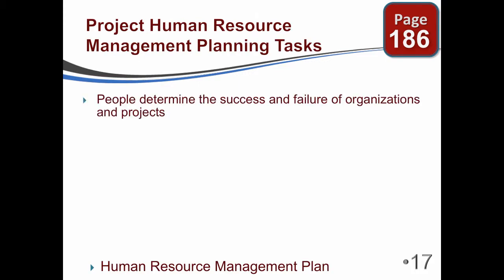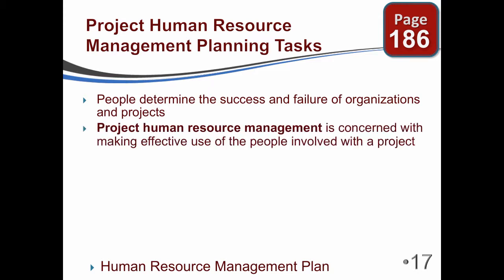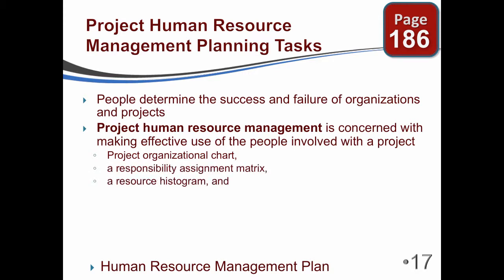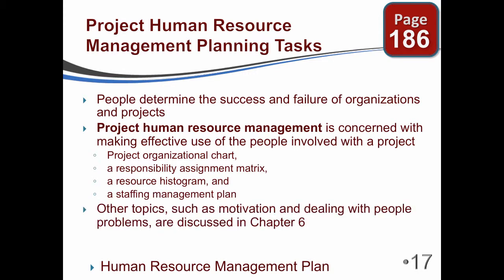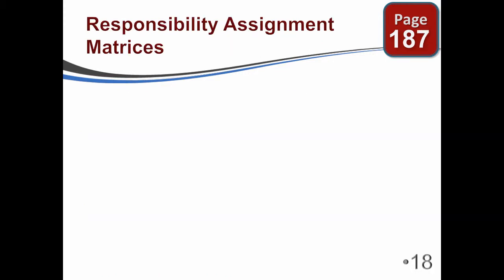People determine the success or failure of the organization and the project itself. Project human resource management is concerned with making effective use of people involved in the project. We do this with a project organizational chart, a responsibility assignment matrix, a resource histogram, and a staffing management plan. We'll talk about more of the tools available to you as a project manager in Chapter 6. Let's just cover 2 of these human resource management planning tools.